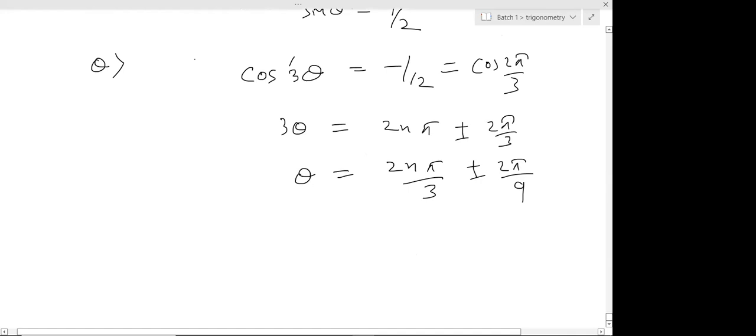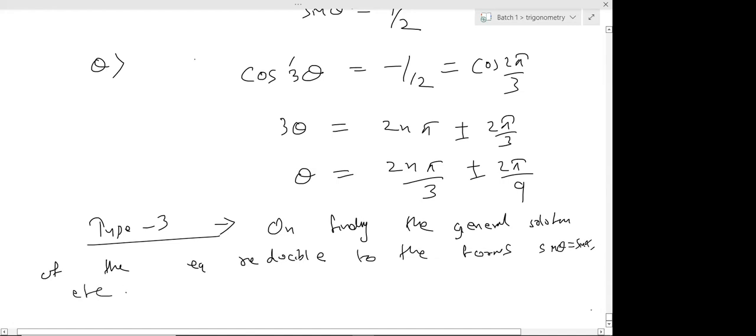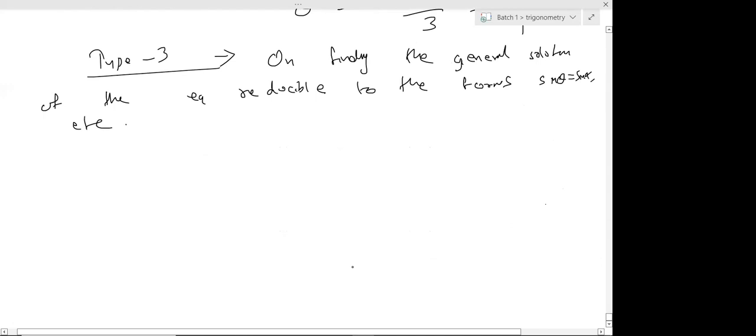Okay. Type 3. On finding the general solution of the equation reducible to the forms sin theta equals to sin alpha etc. How to find the solution of the equations which can be reduced to the specific forms we studied earlier.